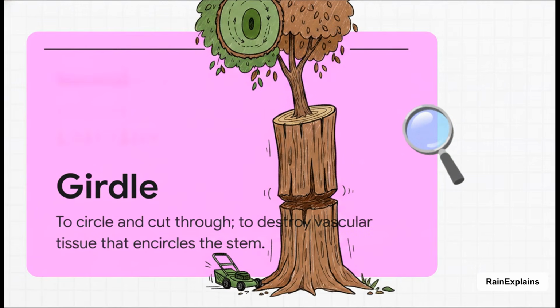To really understand why a simple bump from a weed whacker can be completely fatal, you just have to look at something called girdling. When physical trauma totally encircles a stem, it destroys the vascular tissue right beneath the bark. That essentially cuts off the plant's entire food and water supply. The tree doesn't get a disease, it literally just starves to death.